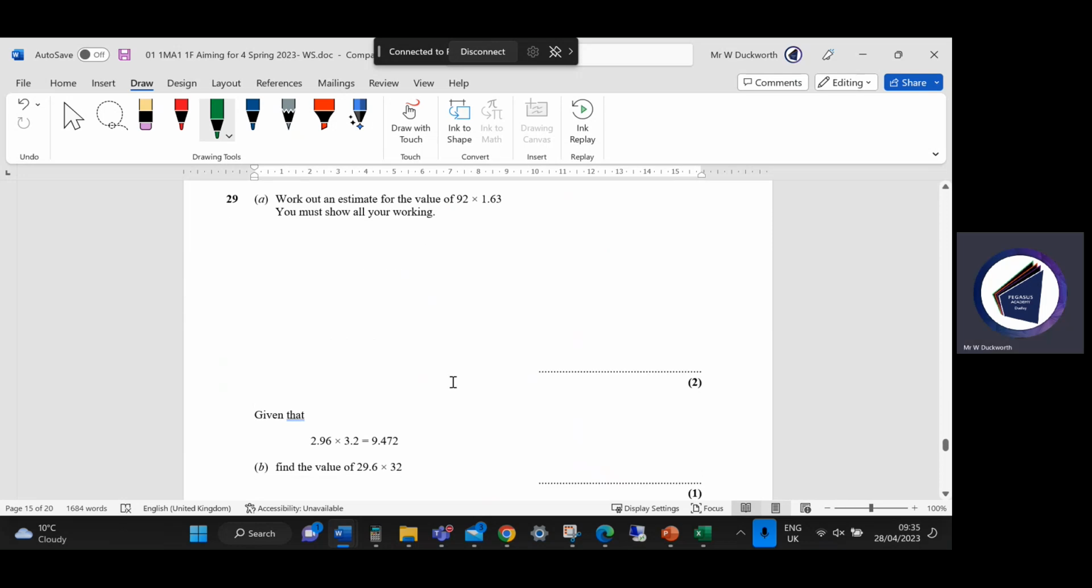Right, question 9. Work out an estimate for 92 times by 1.63. 2 marks, so real quick question. So we're going to estimate those values. So 92 is roughly 90 to one significant figure. 1.63 is roughly 2. So 90 times by 2 is 180.